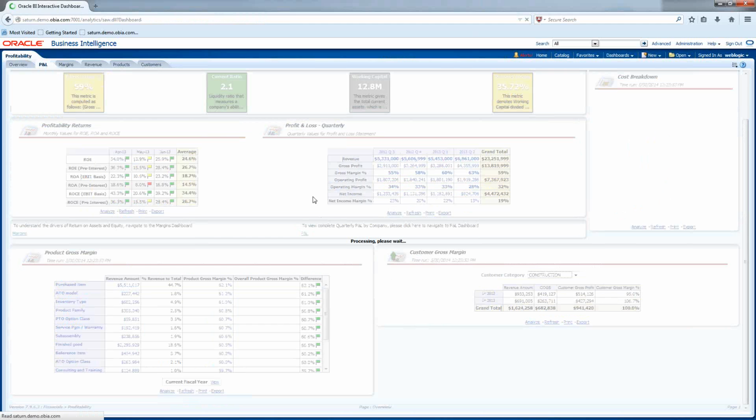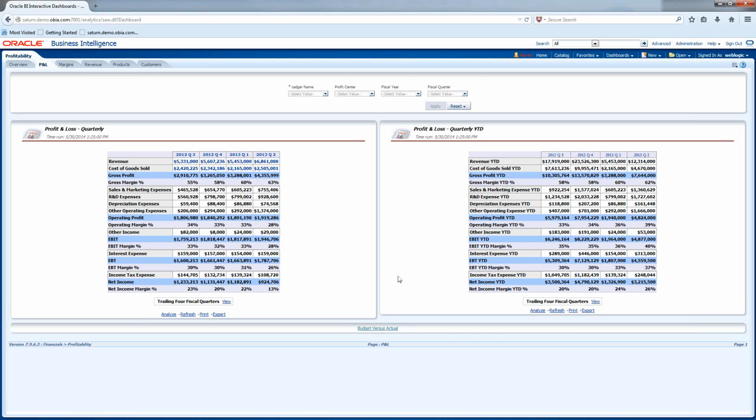The next tab we're going to look at is basically our summary of our P&L. A quick view, snapshot of our P&L, both on a quarter year-to-date basis and on a quarterly basis.